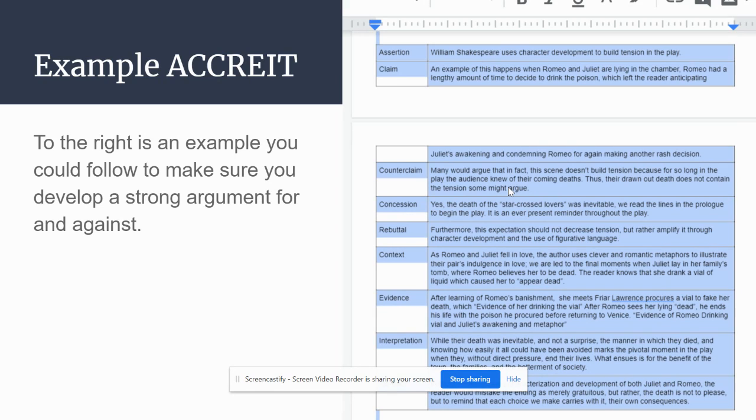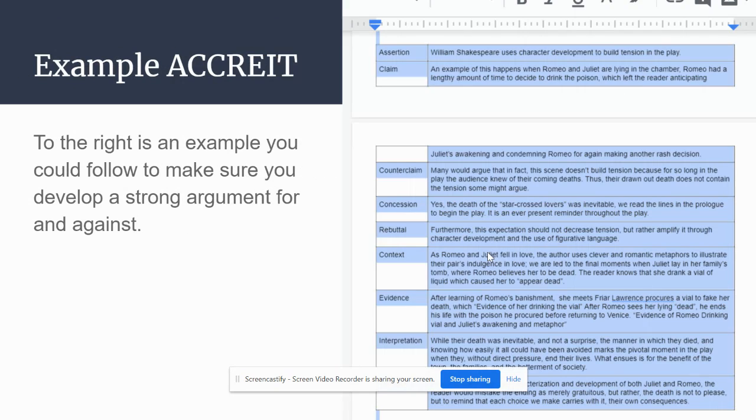Yes, the death of the star-crossed lovers was inevitable. We read the lines in the prologue to begin the play. It is an ever-present reminder throughout the play. Furthermore, this expectation should not decrease tension, but rather amplify it through character development and the use of figurative language.